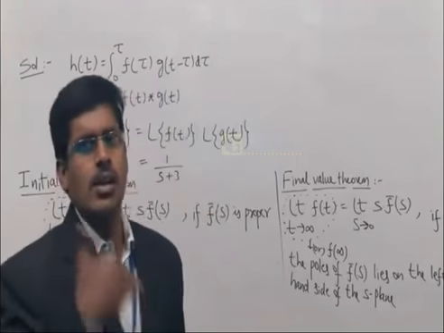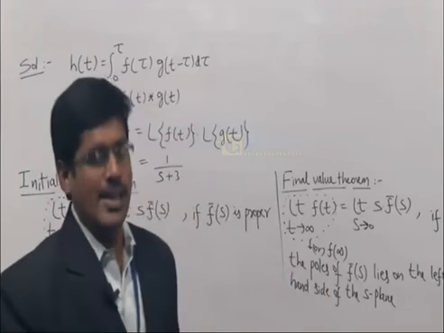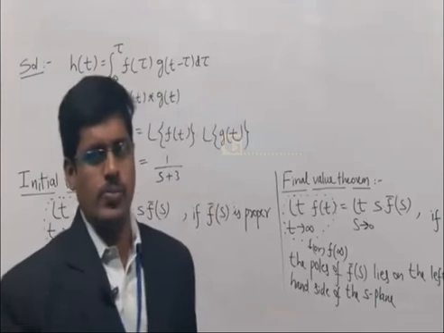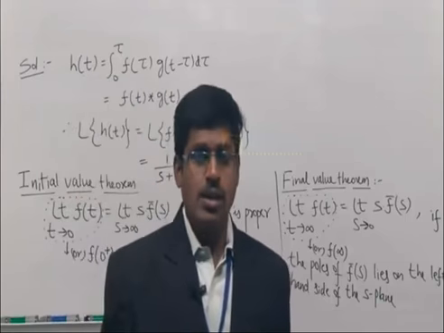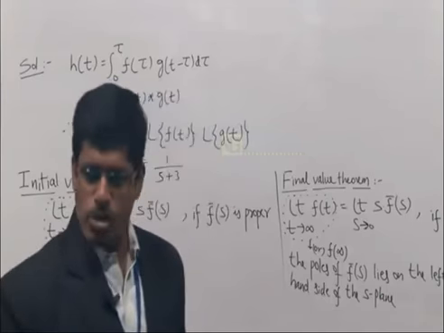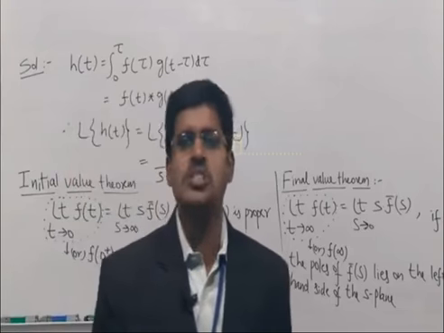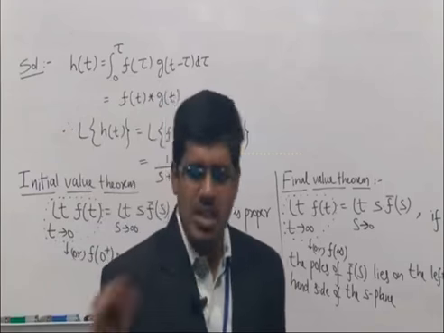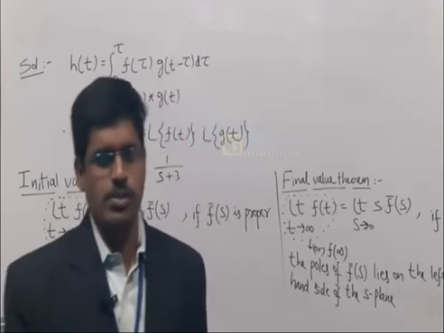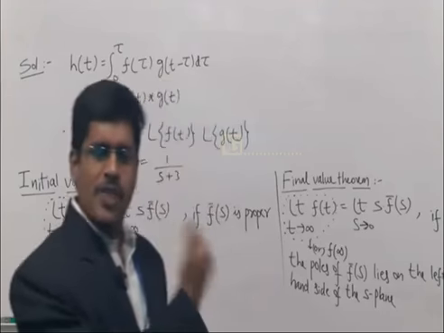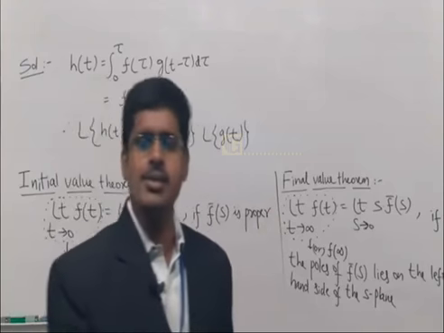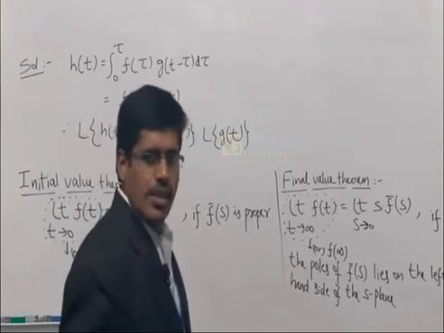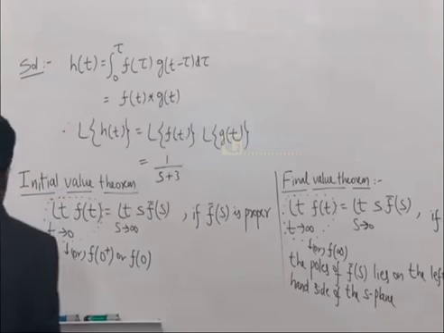s is equal to 1 lies on the right side of the origin, that is the right hand side. So this theorem is not applicable. Suppose 1 by s plus 1; the poles are given by denominator equal to 0, that is s plus 1 is equal to 0, s is equal to minus 1. So s is equal to minus 1 is a pole of the given function 1 by s plus 1. Minus 1 belongs to the left side of the origin, so it lies on the LHS of the s plane. In that case, final value theorem is applicable. See example.